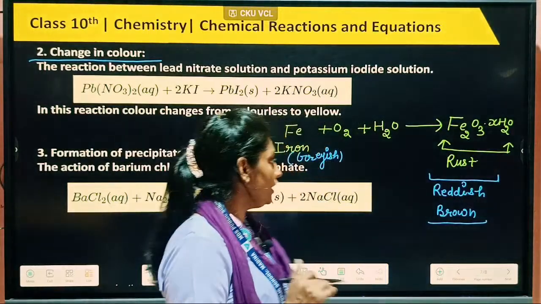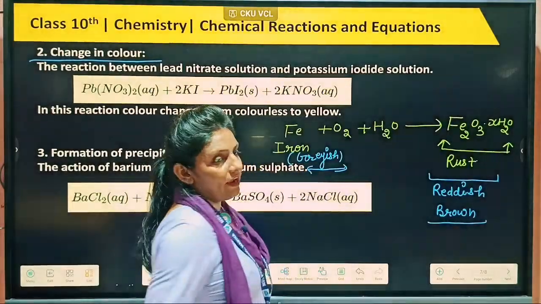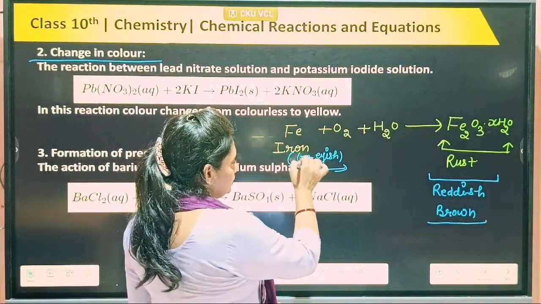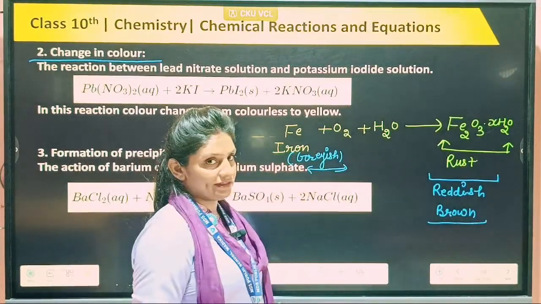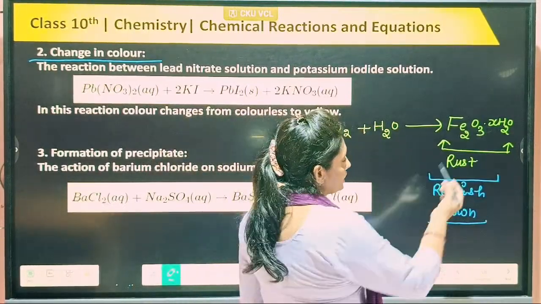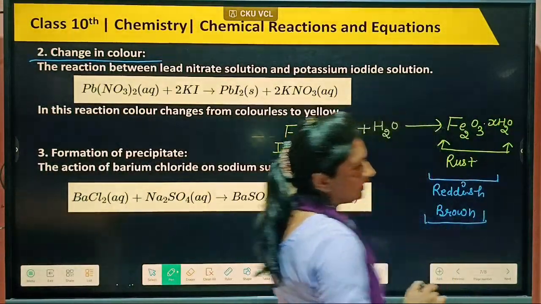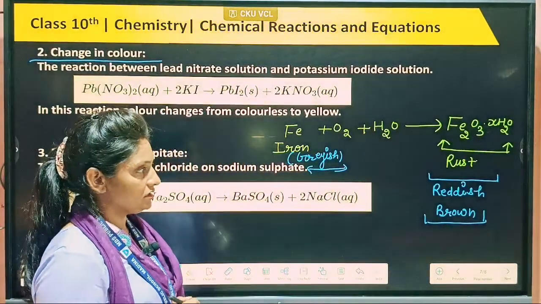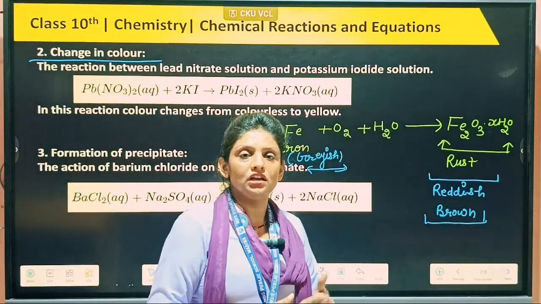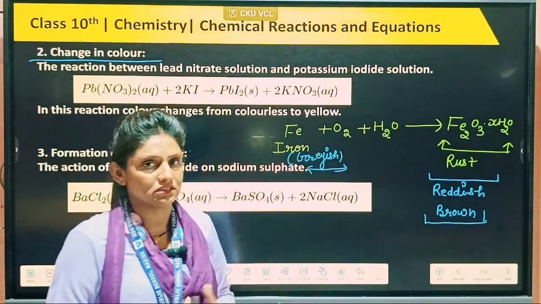Okay students, so here you can see at the beginning we have an iron particle and the color of the iron particle is grayish. But after reacting with oxygen and water vapors, it produces a layer of reddish brown color. So here change in color takes place during this chemical reaction. Means during a chemical reaction, change in color can take place. Color can be changed. Okay students, I hope this is clear to you.